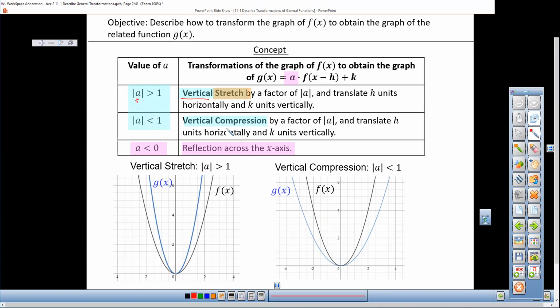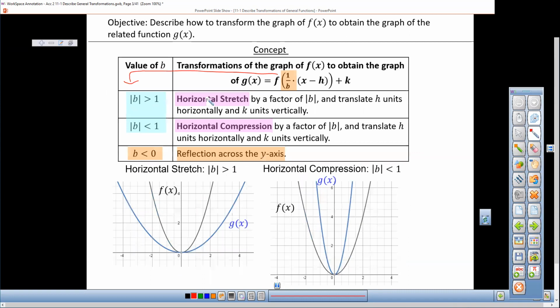If the absolute value of A is less than 1, we have a compression, but the type of compression is vertical with A. With our 1 over B turned into B, its reciprocal, greater than 1 still gives us a stretch, but now it's horizontal. Less than 1 still gives us a compression, but now it's horizontal. Negative still gives us a reflection, but now it's across the y-axis, a horizontal reflection.